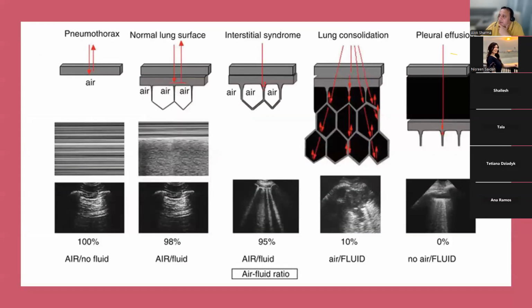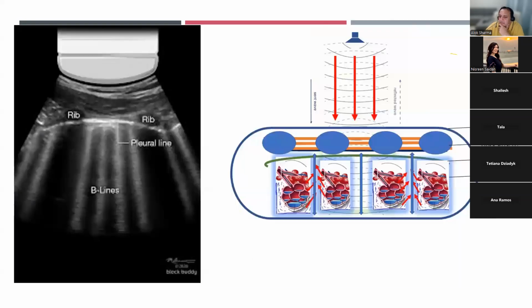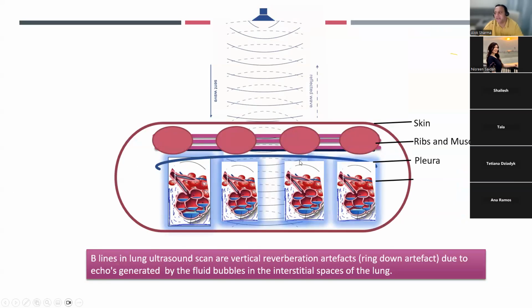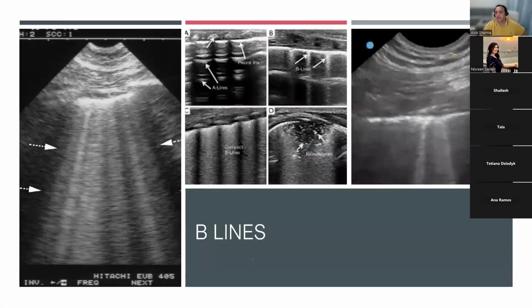I'm not covering consolidation today. I will be covering it tomorrow. Any questions? Are you happy that you understand A lines, B lines, and comet tails? Any questions about that? No, it's clear. Any doubts? Anybody else? Any questions you want to ask me? Any questions about the course in general? Anything outside of this session?